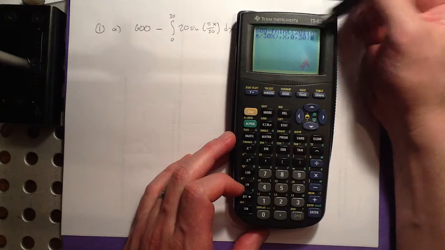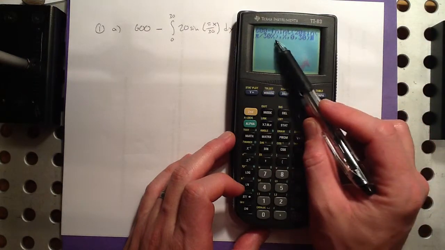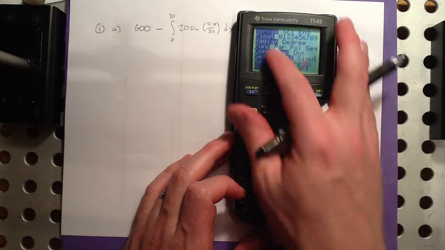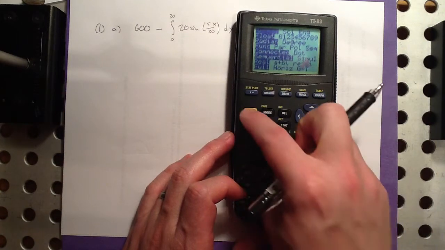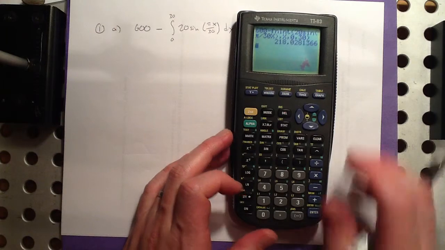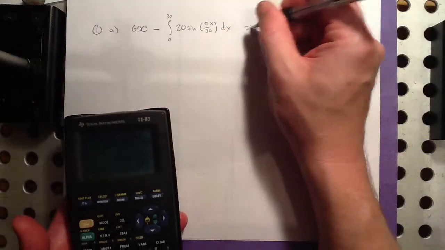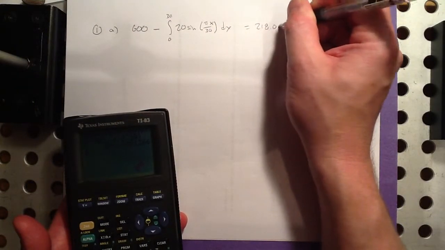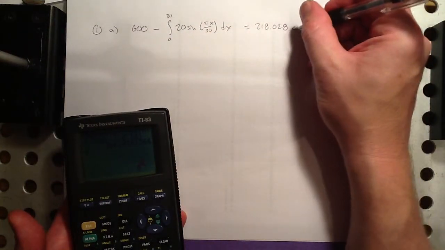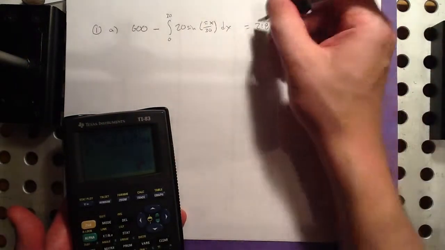Just check my parentheses. That's the beginning open, and then that's the open of the sine, the close, so that looks good. And I'm going to make sure that I'm in radian mode because I'm doing calculus. That gives me 218.028. And this is a word problem, so we should include units. This is an area, and the lengths were given in centimeters, so this is square centimeters.